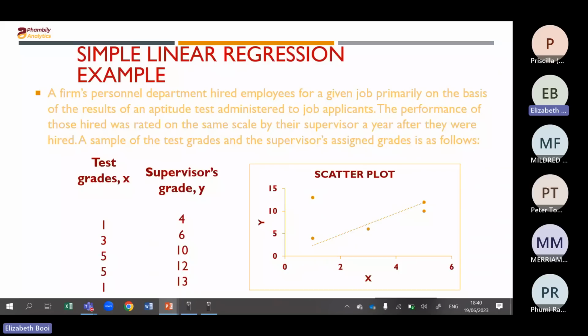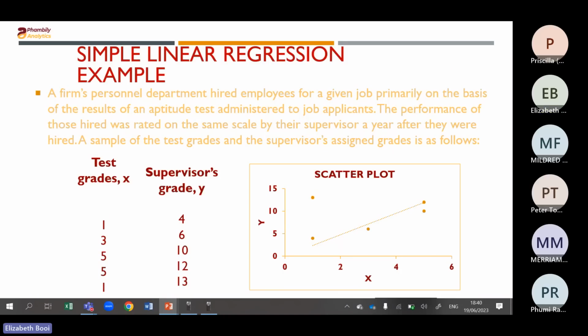So let's look at this example. We've got the test score for new employees and their supervisor grade after they've done the work. We can take their pre-test score and the supervisor grading and plot them onto a scatter plot, and we can see that this is a positive relationship, because when the value of X increases, the value of Y increases, with one of the values being an outlier, which is outside of the norm.